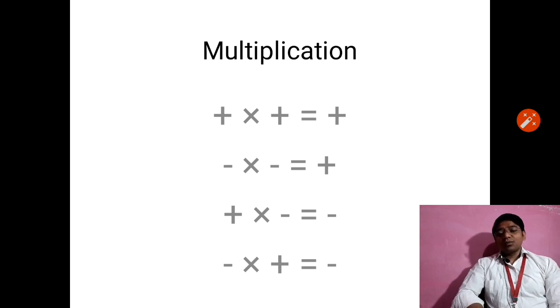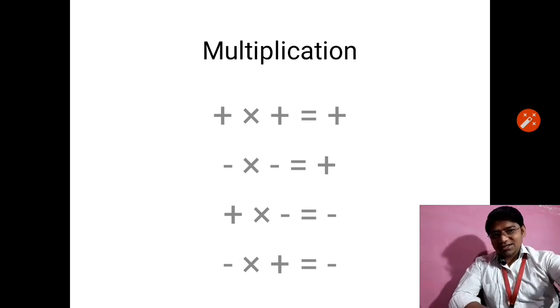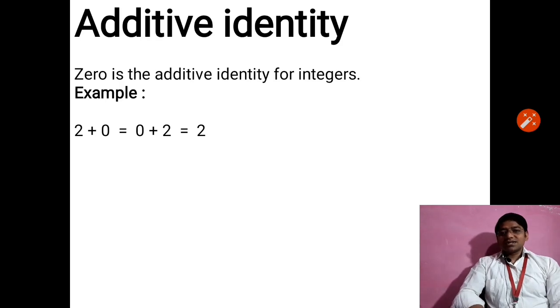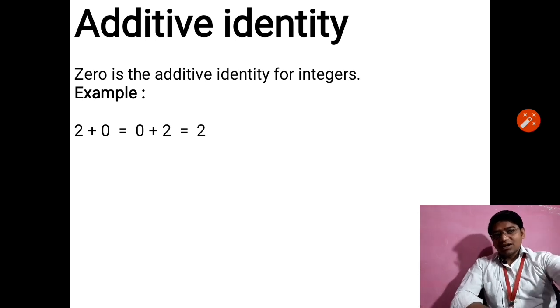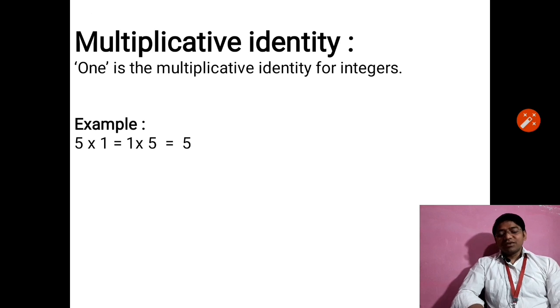Then we learned some important identities of integers. The first identity was additive identity, where we learned that if we add 0 to any integer, it doesn't change the value of that integer, and the result is always the same integer. In the same way, multiplicative identity: if we multiply 1 to any integer, the result is the same integer.